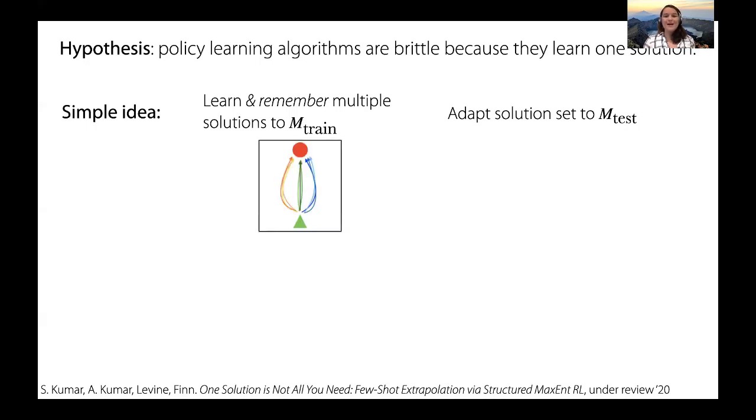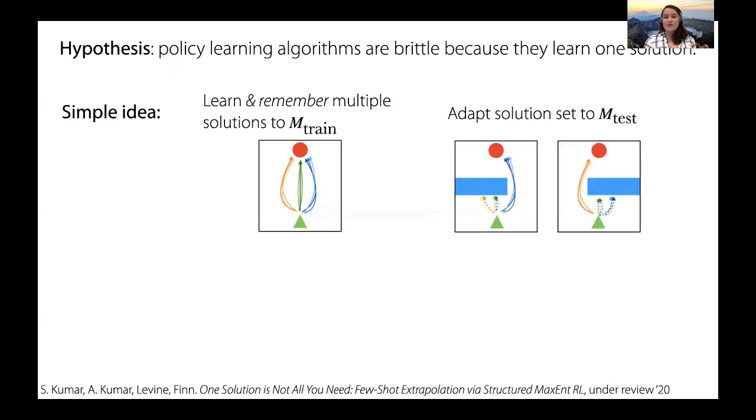So for example, consider this really toy illustrative setting where we want the green agent to navigate towards the red circle. And so we learn multiple diverse solutions to this task. And now we see that if there is a change to the environment, such as an obstacle or something else, in this case, two of the solutions are no longer viable, but one of the solutions is viable. And so if we can essentially identify that viable solution at test time, and there is still a viable solution, then we can be robust and extrapolate to that situation under a couple assumptions.